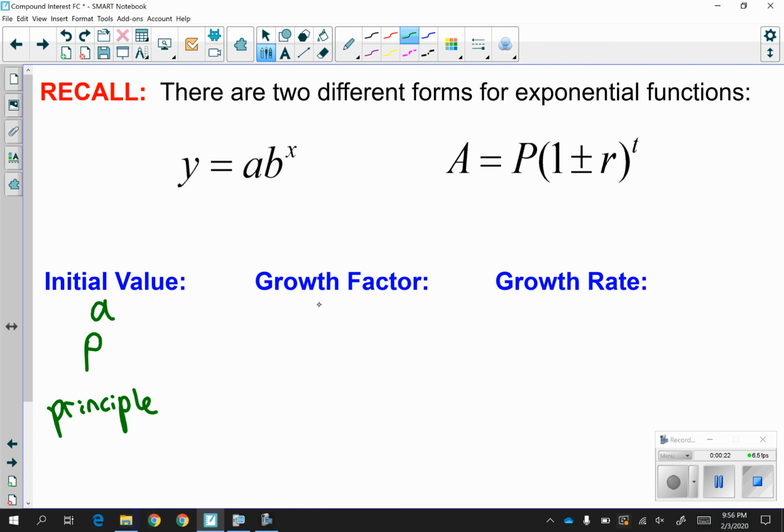Your growth factor is b on the left, and the growth factor on the right, remember the entire base, is 1 plus or minus r, depending on if you're increasing or decreasing. Your growth rate can't really be seen from the formula on the left without some additional work, but on the right, the growth rate is very easily identifiable as r. And remember that r is a decimal.